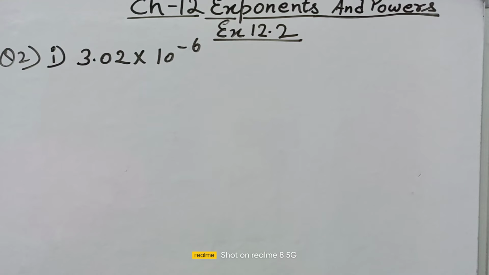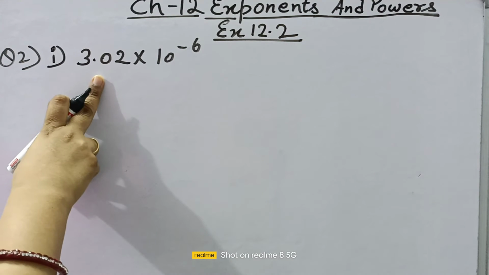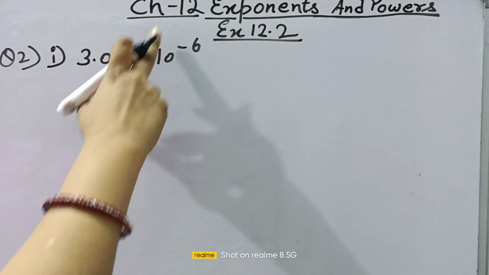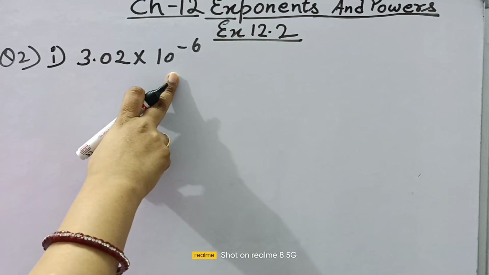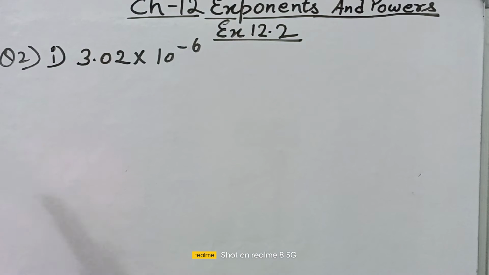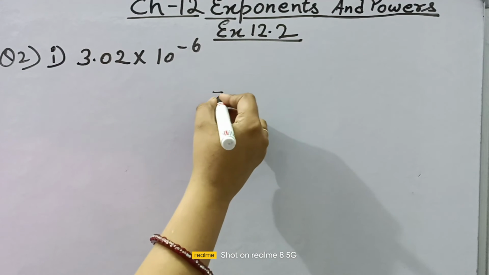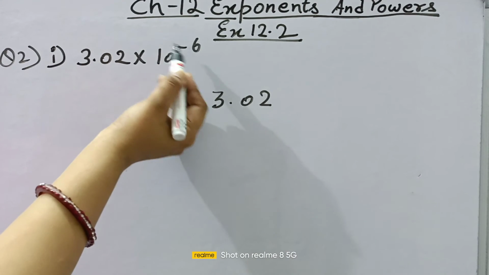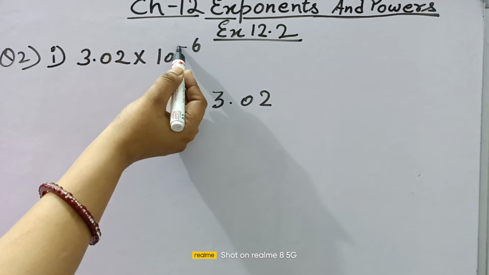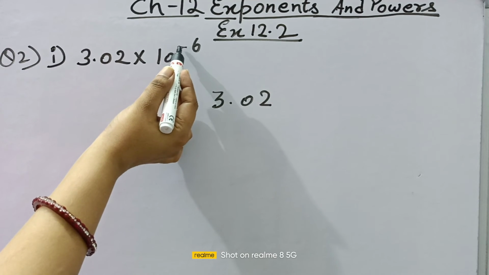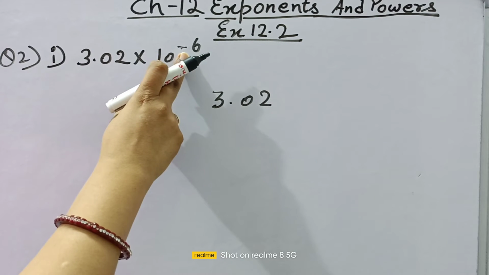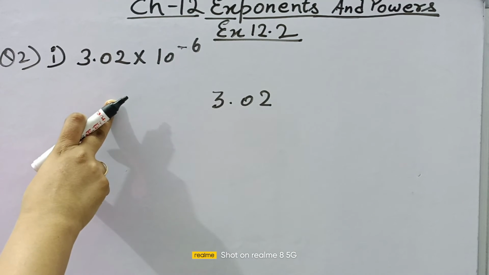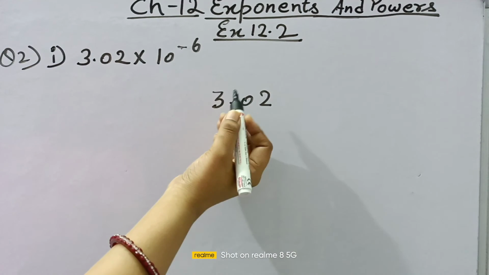Now the first part is 3.02 multiplied with 10 raised to the power minus 6. We understood in the previous question how we can write any number with a negative exponent of 10. In the same way, we will shift our decimal towards the left hand side. We will write 3.02 here, and we know the exponent of 10 is 6. Since it is minus 6, that means it has already been shifted to the left hand side. Now we have to write it in usual form, so we will shift to the right hand side.